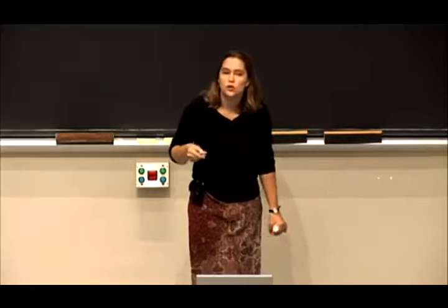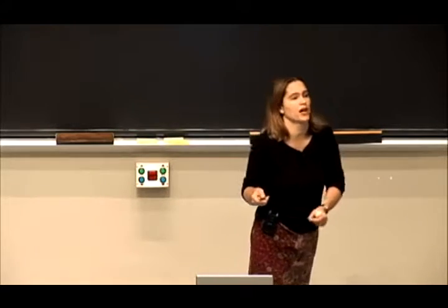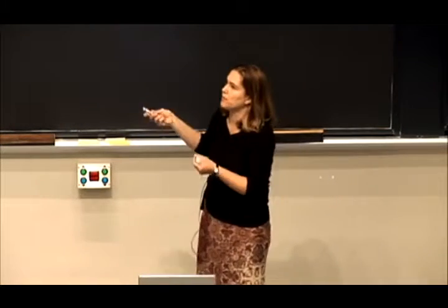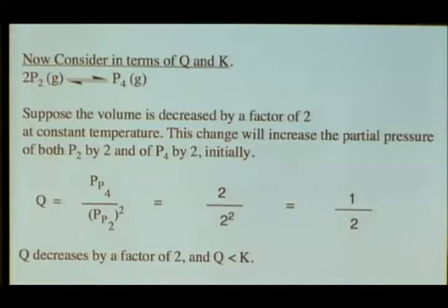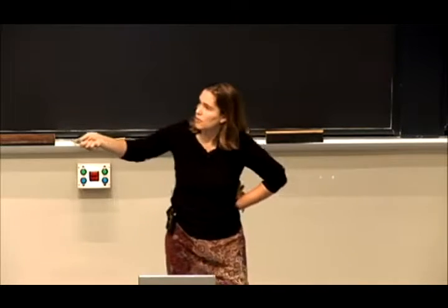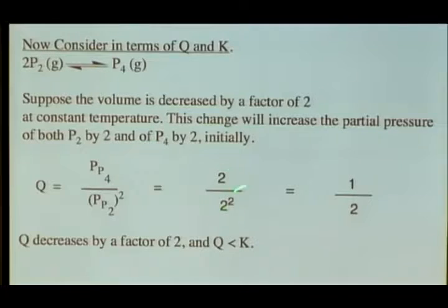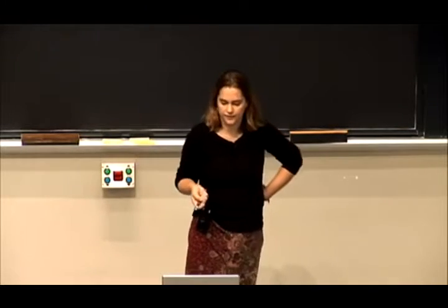So this change will increase the partial pressure of both gases, the reactant gas and the product gas, and it's going to increase them both by the same amount, by 2 initially. So let's look at our equation for Q, the reaction quotient. We have partial pressure of products over the partial pressures of the reactants, raised to the coefficients of the equation. So initially, you're going to increase the partial pressure of both gases by 2, the product by 2, the reactant by 2, but here it's 2 squared. So overall, Q becomes a half.